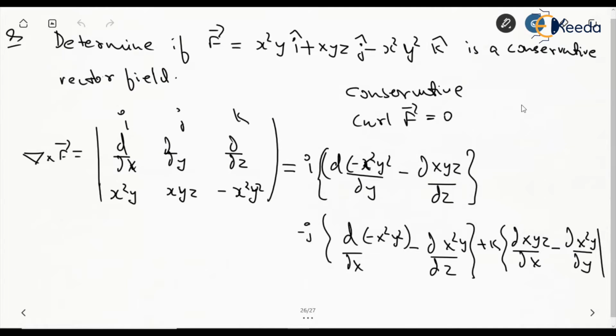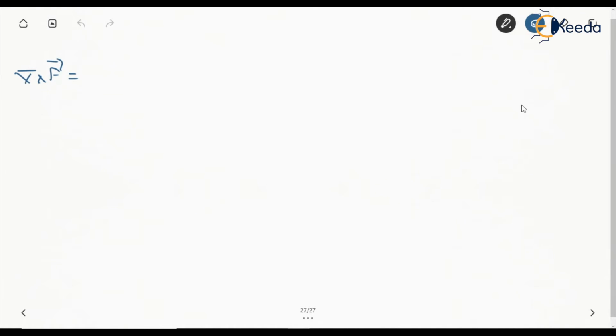So curl of F is equal to, the first term will be minus 2x squared y and another one will be minus xy, right? Minus of xy. So this will be minus 2x squared y minus xy for the i component.